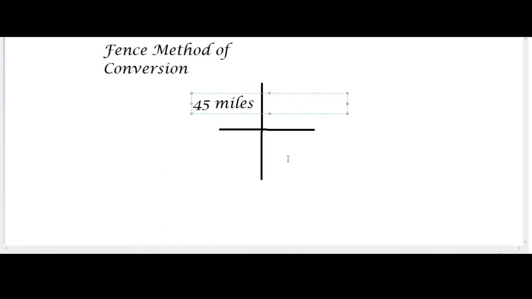So here's the problem. A car is going 45 miles per hour. How fast is that in meters per second? All right, so we have 45 miles. And as earlier, we noticed that there are 1.61 kilometers per mile.